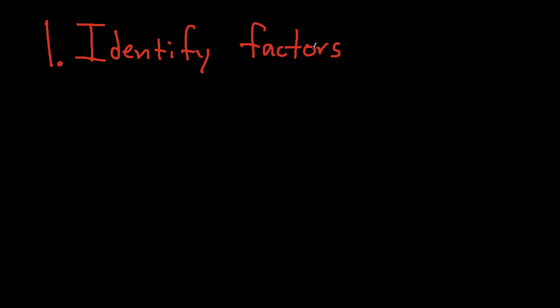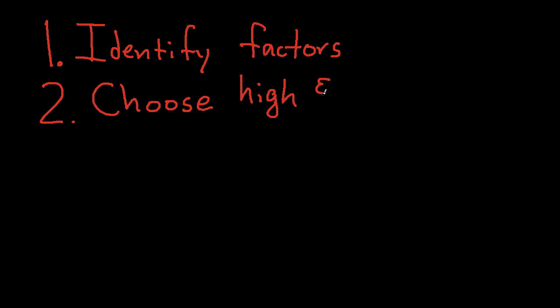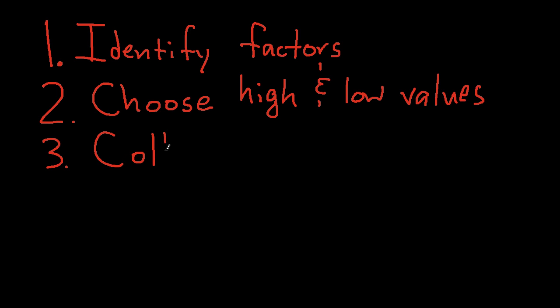Hello and welcome to this video on how to do the analysis of a full factorial 2 to the k experiment using JMP. The steps in performing such an experiment are the following. First, you want to identify the factors that you will investigate. Second, you choose high and low values for each factor. Then for each combination of factor values, you repeat the experiment once. So this is where you actually collect your experimental data.